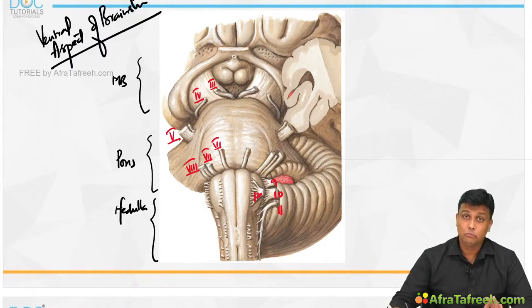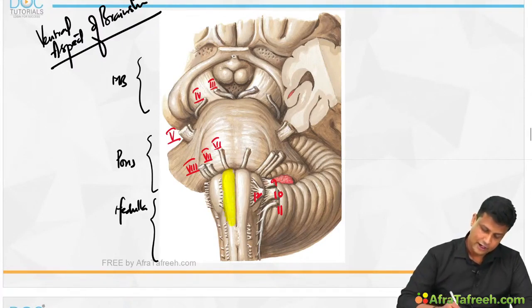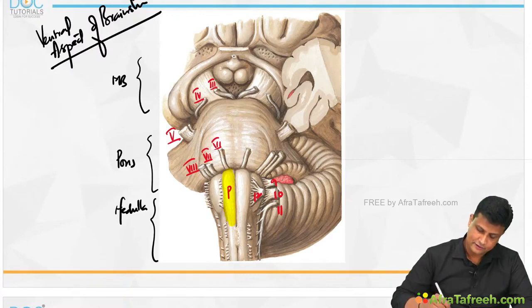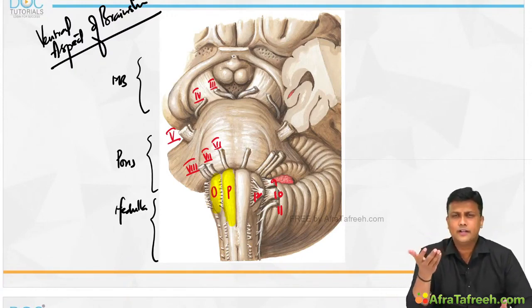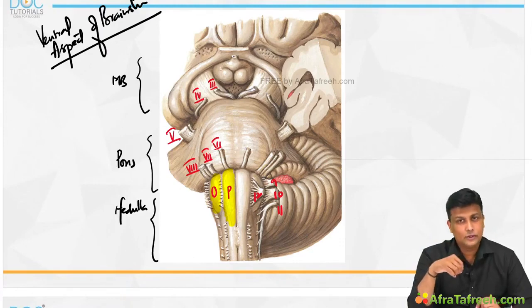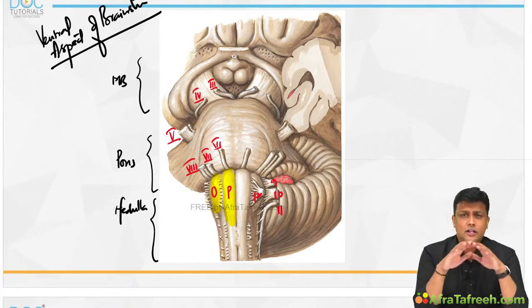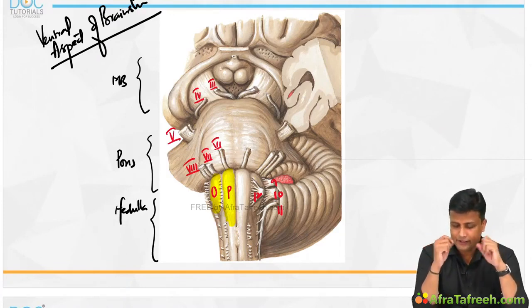Now, if you want to learn in more depth, my dear students, remember this elevation here is actually referred to as pyramid. And more lateral to pyramid, this elevation is referred to as olive. Why? Because beneath the olive you will find a nucleus, the olivary nucleus. And of course, it will be the inferior olivary nucleus, because the superior olivary nucleus will be in the pons only. So the inferior olivary nucleus is the reason why it is elevated there, guys. That elevation olive is due to the inferior olivary nucleus, and that other elevation is pyramid.